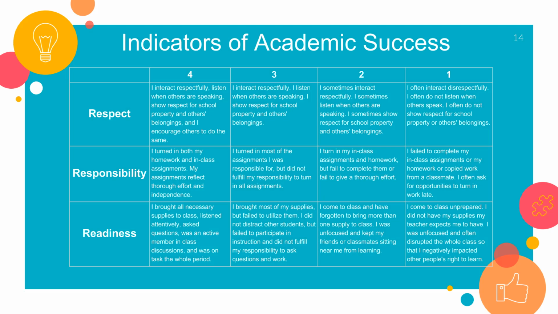And just like with the rubric we showed for the math standard, we have a rubric for indicators of academic success. So this way we can make sure that we are accurately reporting to the parents and the students how your student is falling in these indicators of academic success. We want to make it as objective as possible and try to take out as much subjectivity as possible.